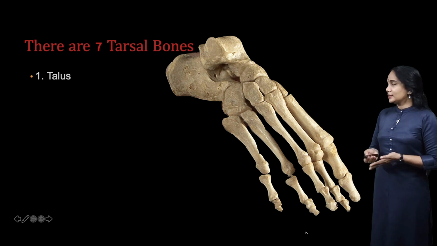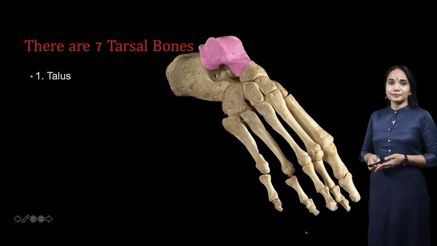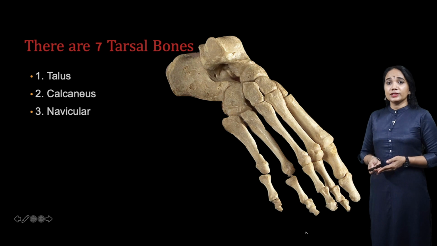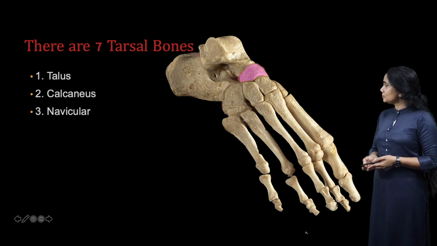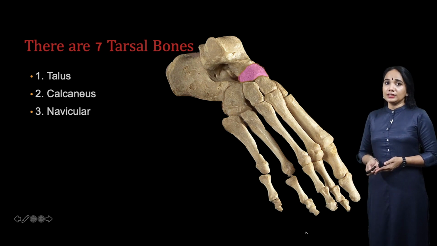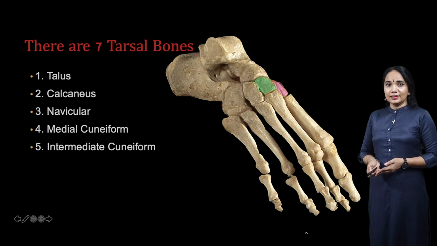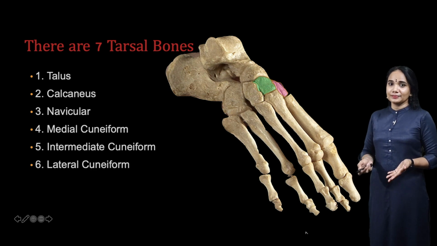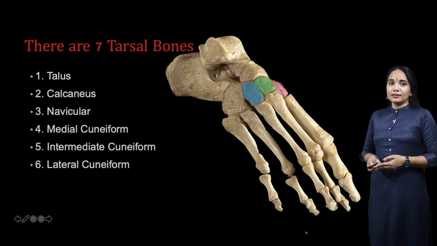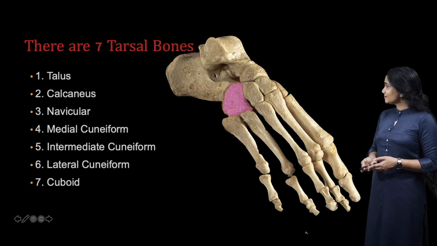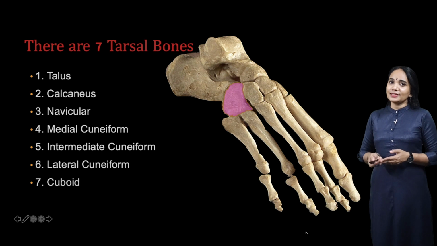So let's revise. We have the talus on top. Then we have the calcaneus, which is the largest bone. The talus articulates with the navicular in front, which is over there. The navicular in turn articulates with the 3 cuneiforms, the medial, the intermediate, and the lateral. And finally, we have the 7th tarsal bone, which is the cuboid. That makes up the 7 tarsal bones.